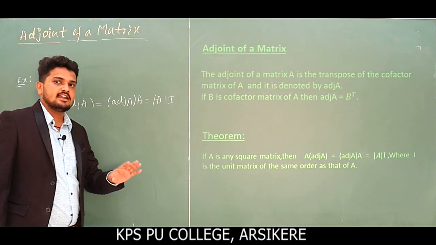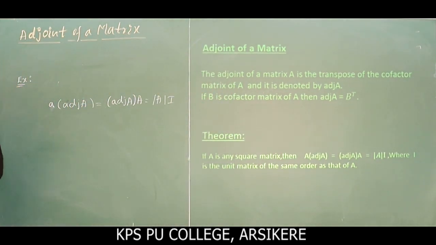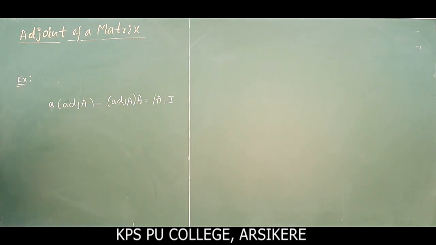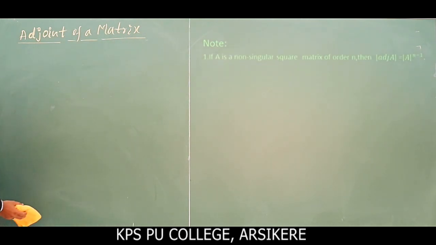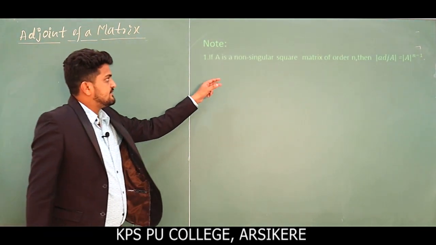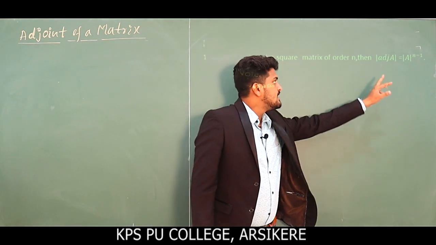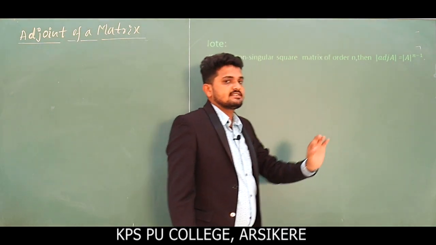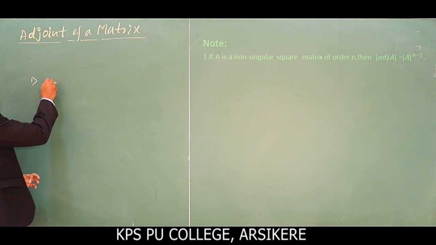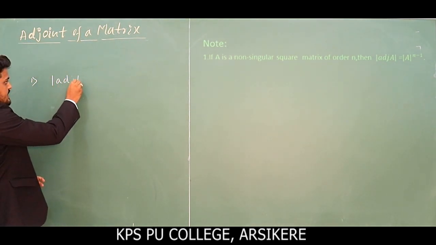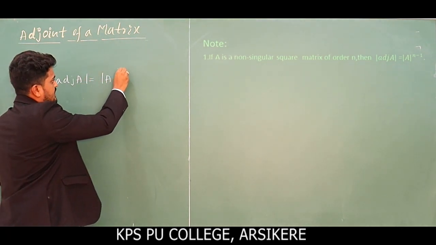The matrix order is the same as the identity matrix. Okay, next, note. Write down the note. In that first one, if A is a non-singular square matrix of order n, then determinant of adjoint A is always equal to determinant of A to the power of n minus 1.